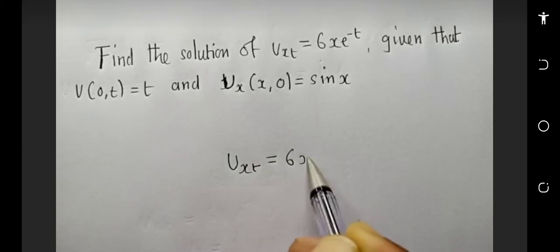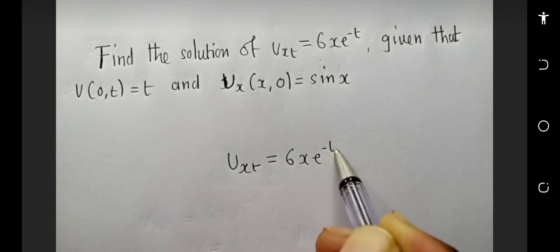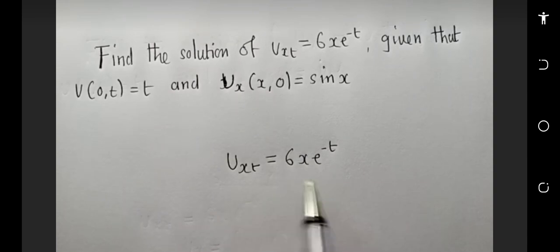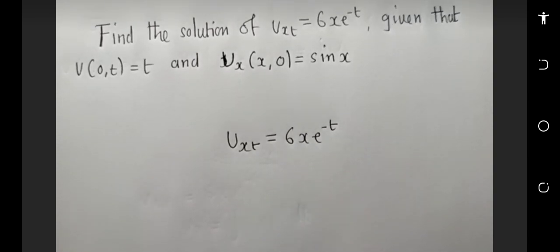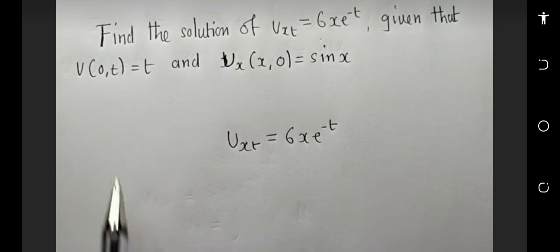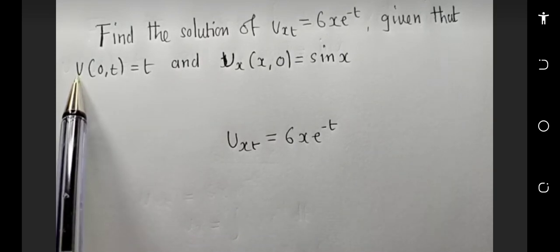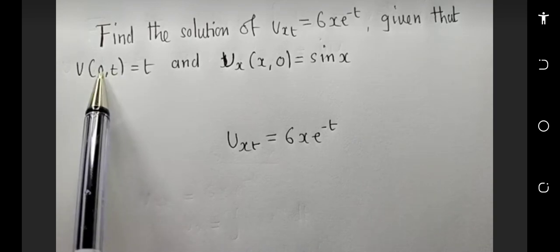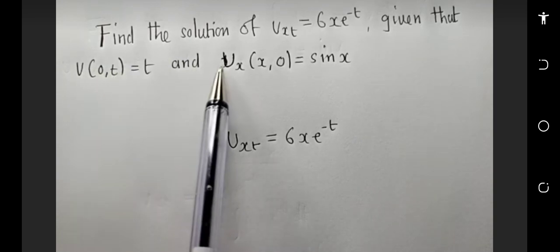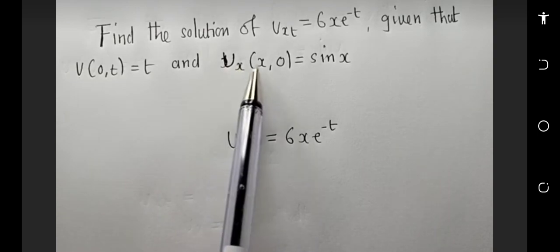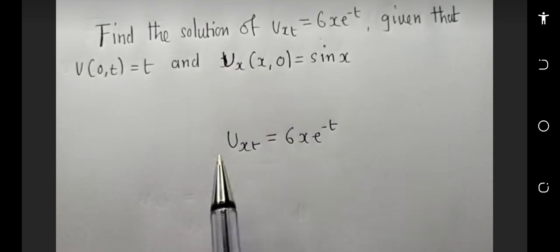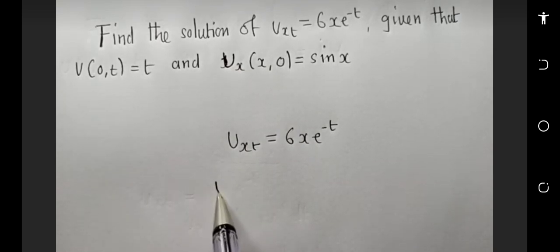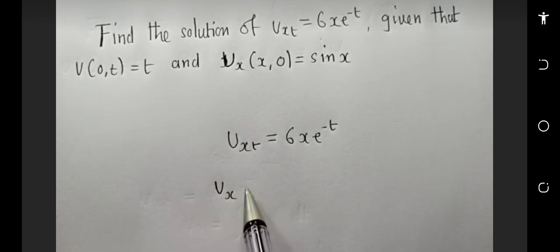is equal to 6x e power negative t. So this is the partial differential equation which we have, and they have also given us the conditions. We've got u of 0, t is equal to t, u subscript x of x, 0 is equal to sine x. So the first thing here, for us to solve, we need to find u subscript x.